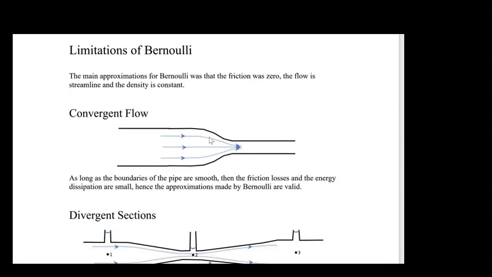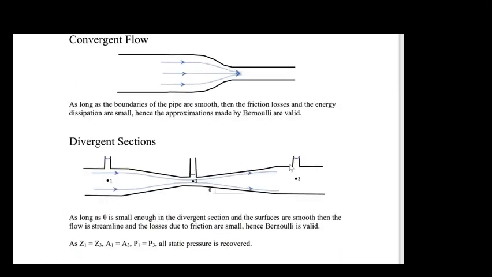As long as the boundaries of the pipe are smooth, friction losses and energy dissipation are small, and hence the approximations made by Bernoulli are valid. Okay, so what we've done up until now is correct. If we now consider a divergent pipe, we see this scenario. Our fluid is flowing from position 1 to position 2 to position 3. From position 1 to position 2, that's exactly what we talked about earlier. We see a drop in pressure.